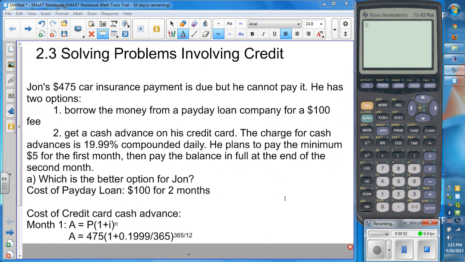Section 2.3 is titled Solving Problems Involving Credit. So now all we're doing is we're solving problems using the information that we've previously learned. Let's look at an example.